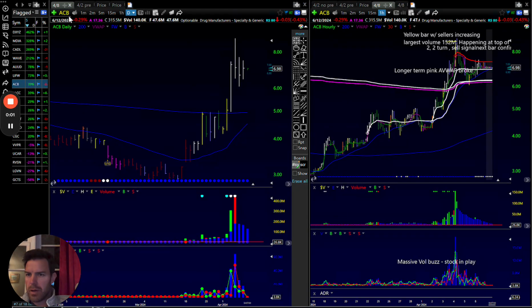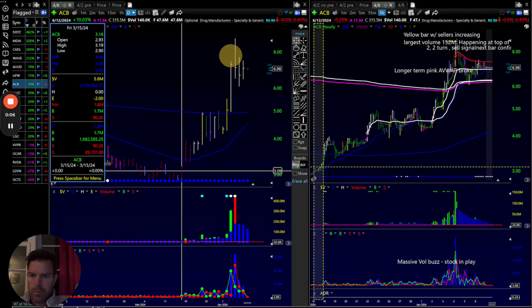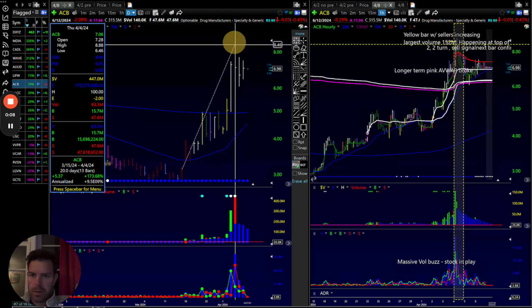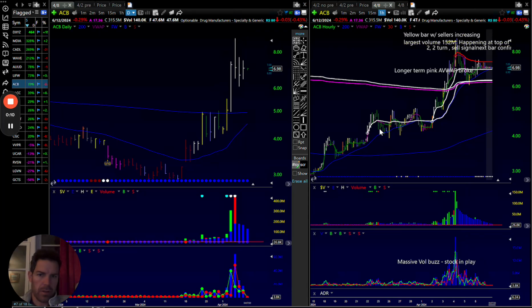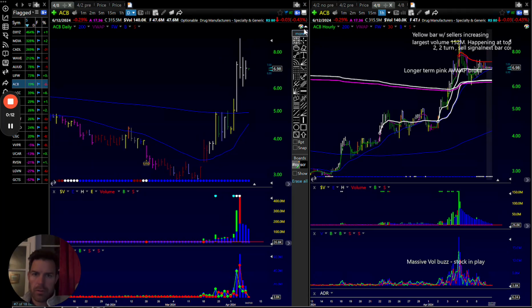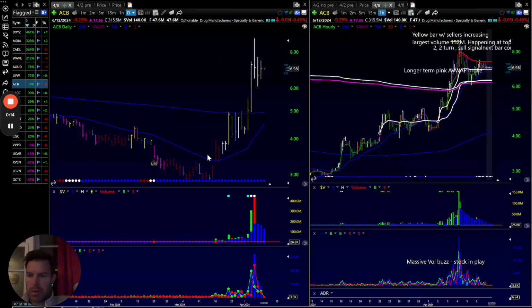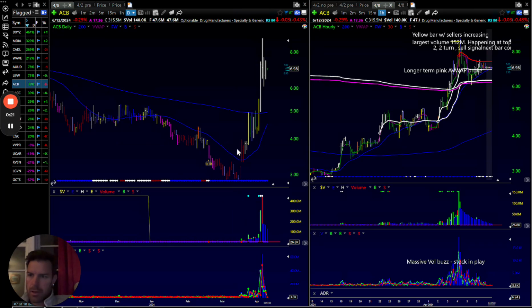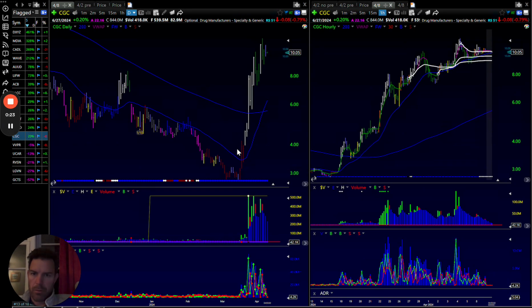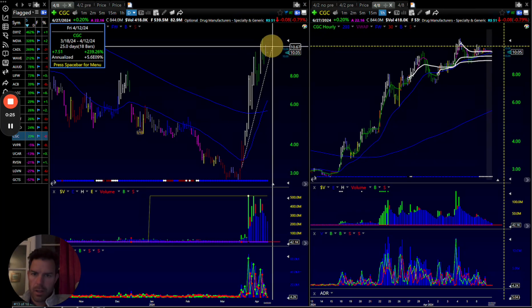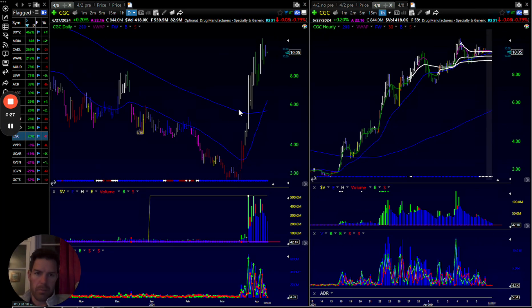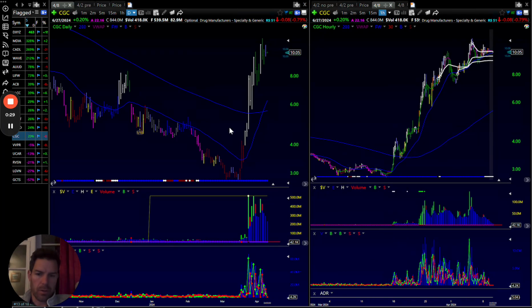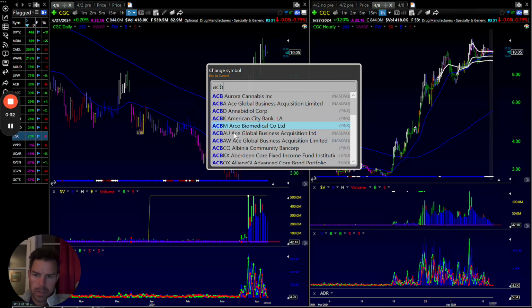Okay, I wanted to do a deeper dive on ACB. This is a weed stock that made a run here off the bottom of about 170-ish%. And I just wanted to go over some of the things I look at and document this so that I have this as a part of my playbook. Basically you had this and CGC both running, and actually CGC made the bigger move, so I should probably do a video on that one too. ACB, let's go back to that.